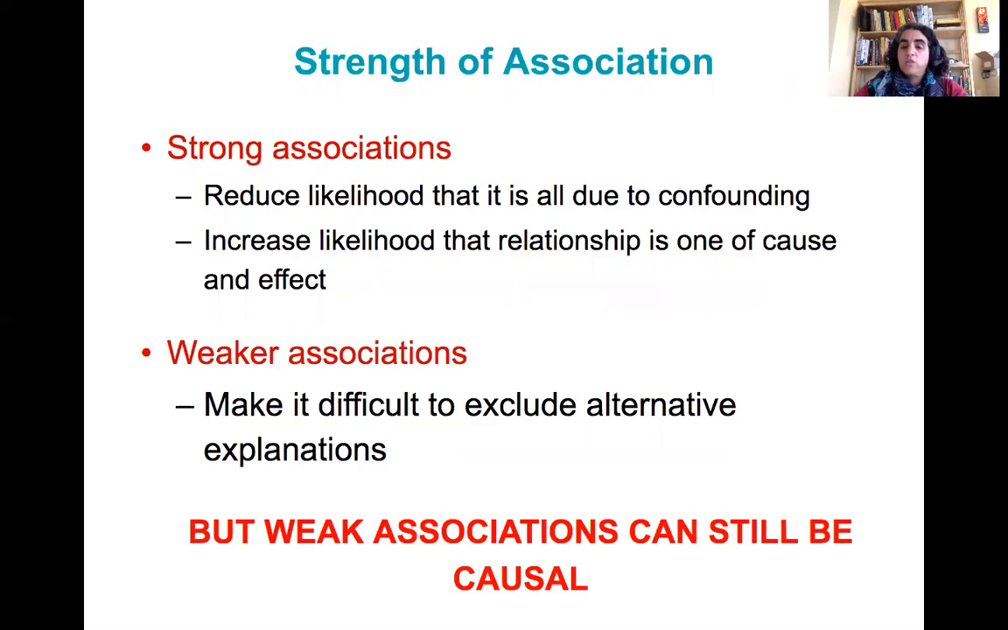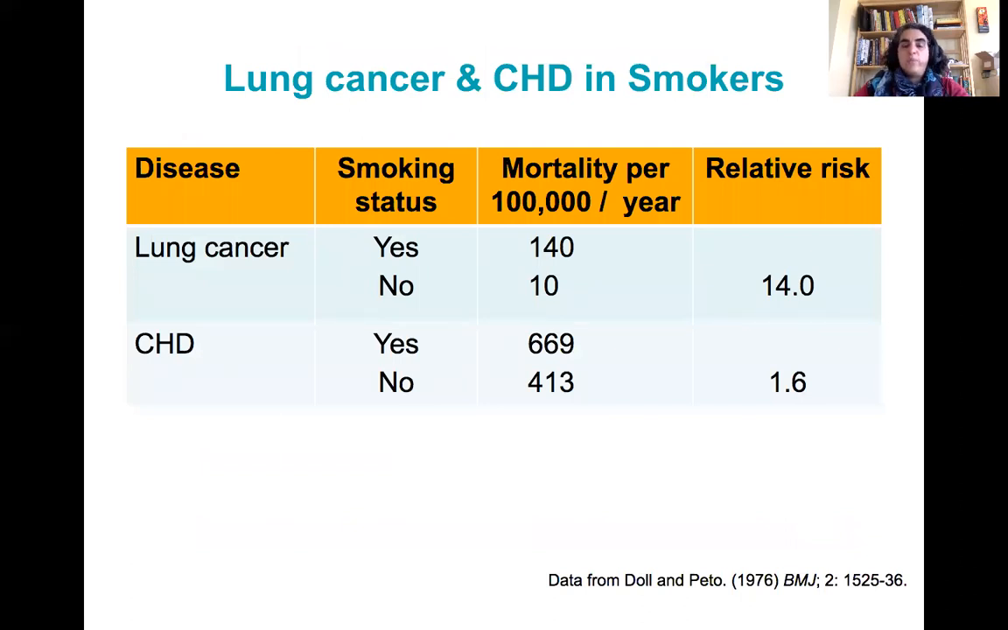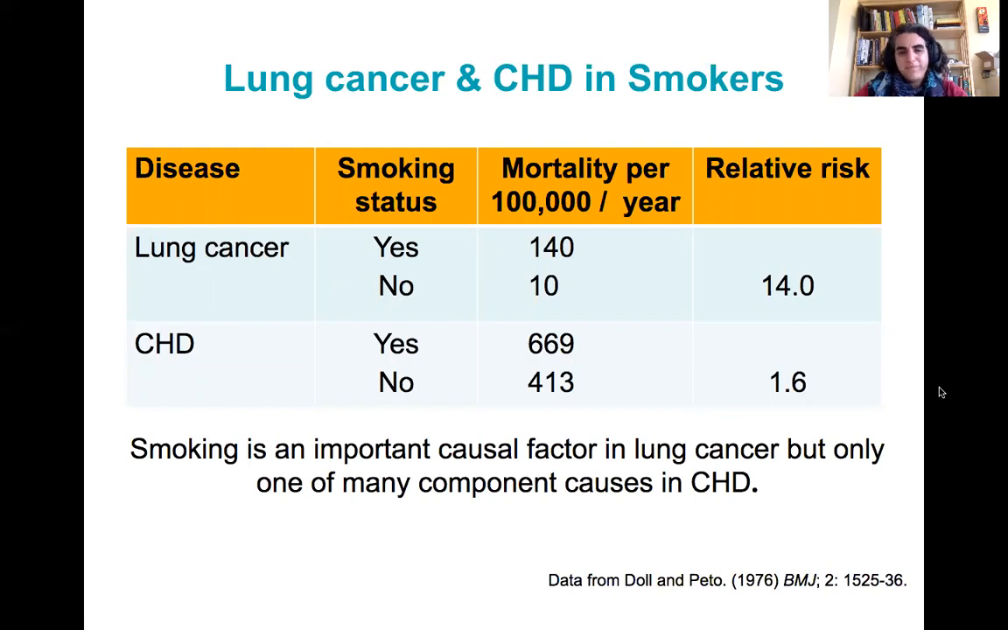Nevertheless, be careful, because weak associations certainly can be causal. Here's an example that we've seen before: lung cancer and coronary heart disease in smokers. There's a very strong association between smoking and lung cancer, a much weaker one between smoking and coronary heart disease. The medical community was convinced that smoking caused lung cancer long before they were convinced that smoking caused coronary heart disease, although eventually they have come to the conclusion that smoking plays a causal role in heart disease as well.